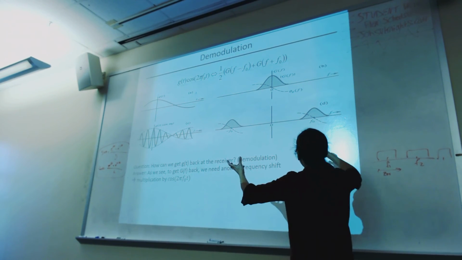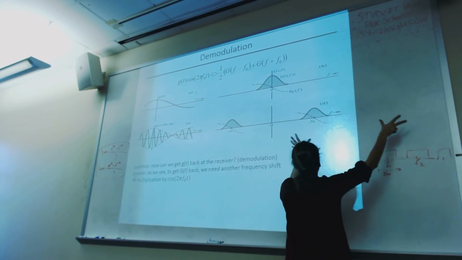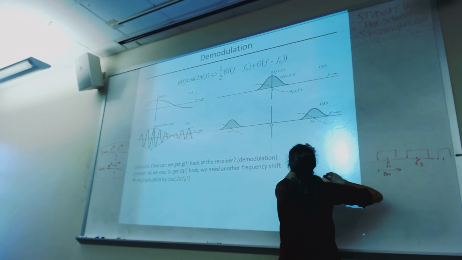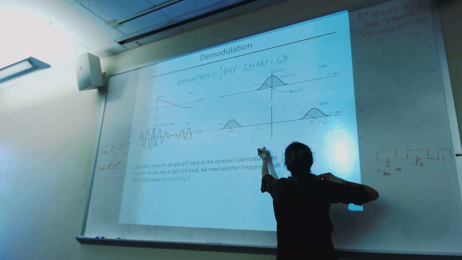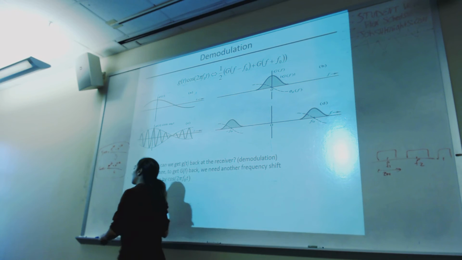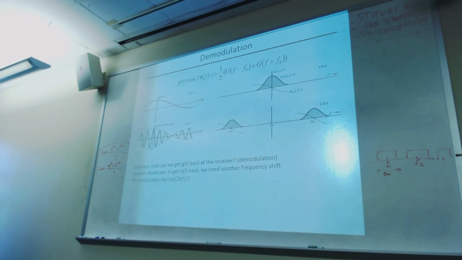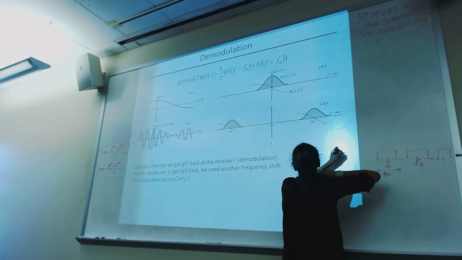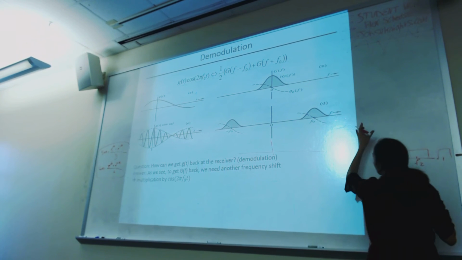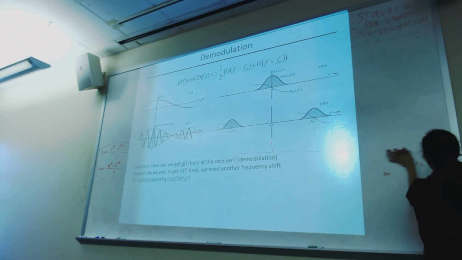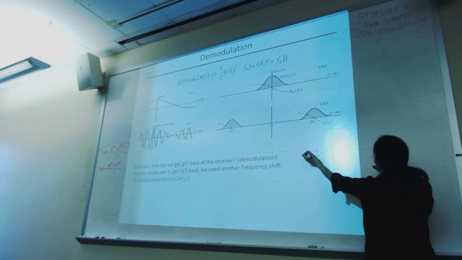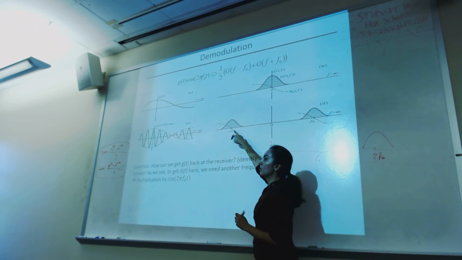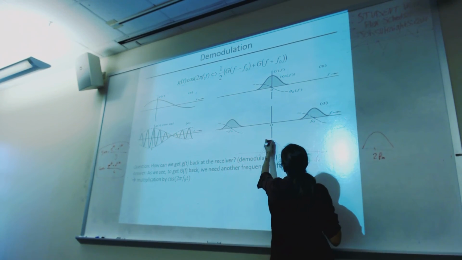What happens if I multiply by another cosine? It shifts the whole thing to the right, and the whole thing to the left. If I shift this to the right by an amount of f naught, where does this go? This bump here goes to 2f naught now. Where does this one go? Back to the origin, very good.